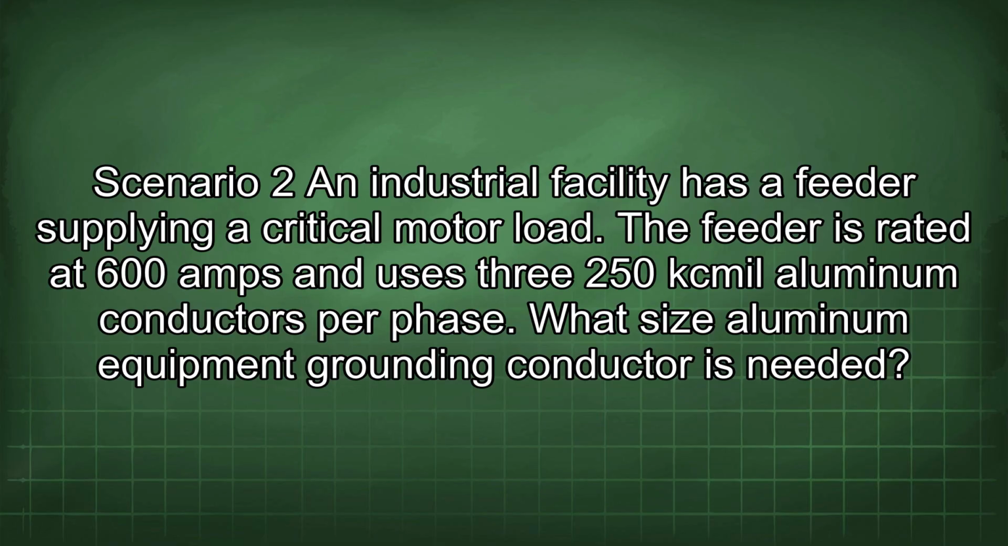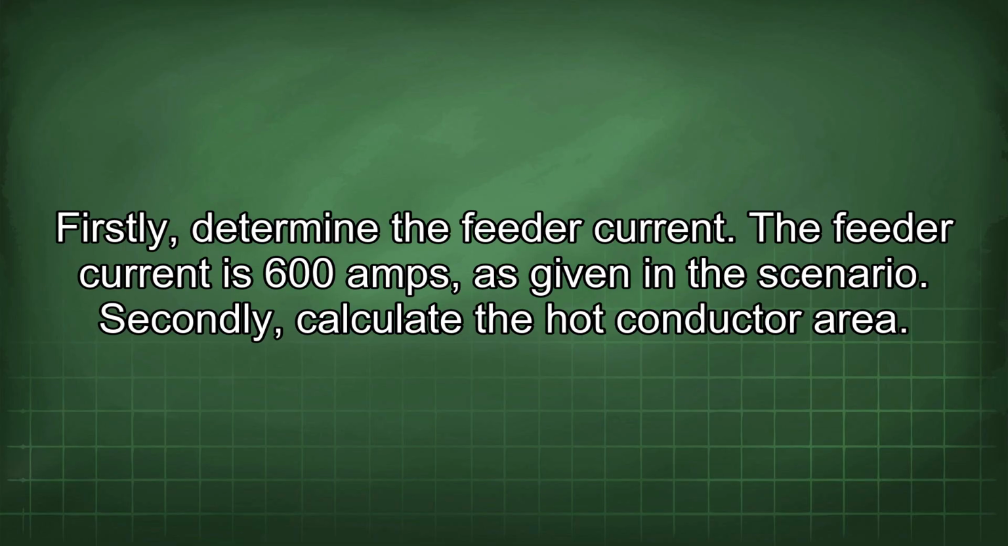The feeder is rated at 600 amps and uses 3 250 kcmil aluminum conductors per phase. What size aluminum equipment grounding conductor is needed? Firstly, determine the feeder current. The feeder current is 600 amps as given in the scenario.